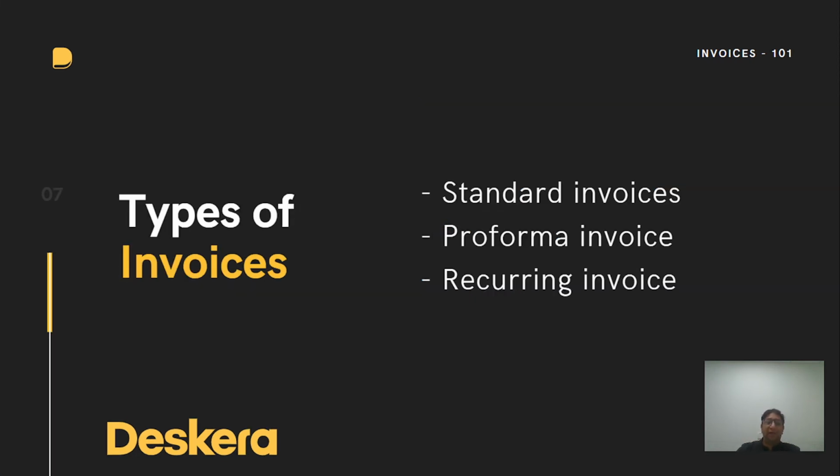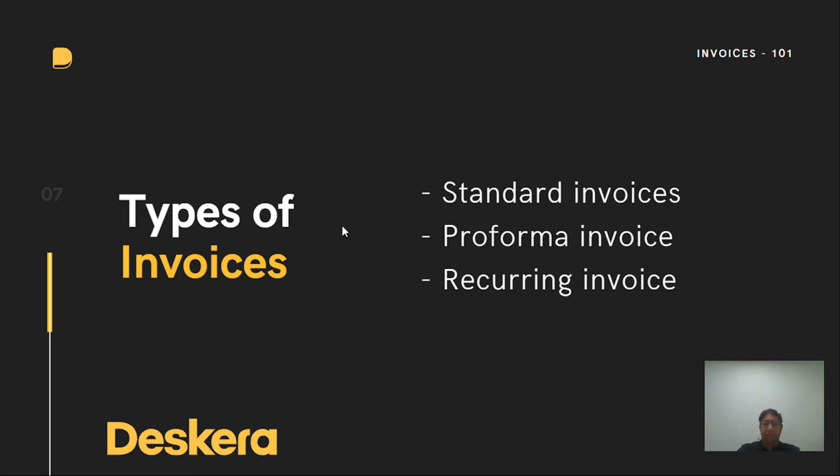Let's understand the type of invoices. First is the standard invoices. Now, these are as mandated by the statutory rules. So this can be just a tax invoice or a bill of supply, or you can call it a sales invoice. So these are standard invoices that are issued.